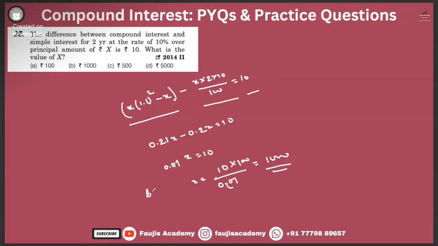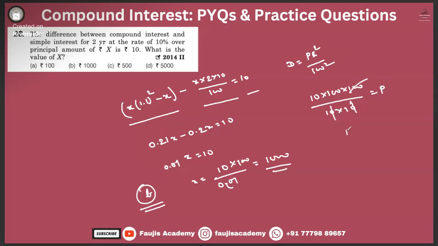1000. Sir, how about we use that formula? Yes, we can use that formula as well. D is equal to P R square by 100 square. We need to find the value of P. So D is 10 into 100 into 100 divided by R square, which is your P. P is equal to how much? 1000. Both ways are correct.